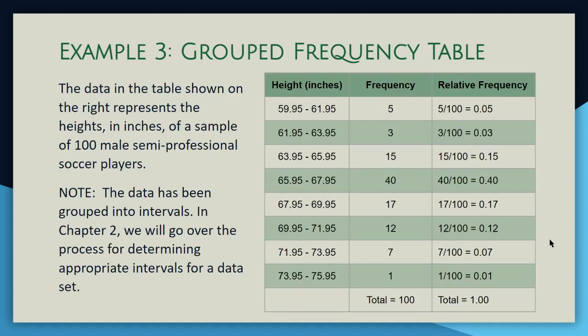So this last example's already been completed for you, and I just want to talk about it briefly. The data shown in this table represents the height in inches of a sample of 100 male semi-professional soccer players. And what you'll notice in this table, because the heights of soccer players can vary so much, the data has been grouped into intervals or ranges or classes. So this first row represents people that are 59 to 61 inches. Yeah, 59.95 to 61.95.